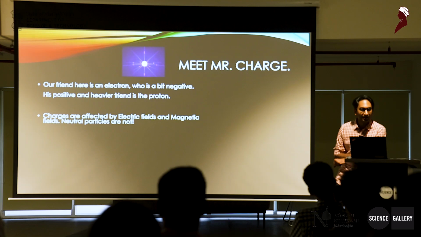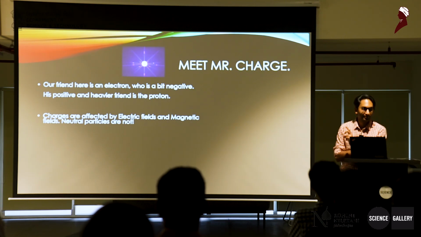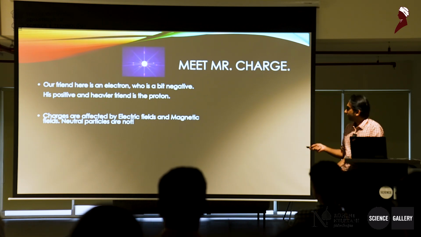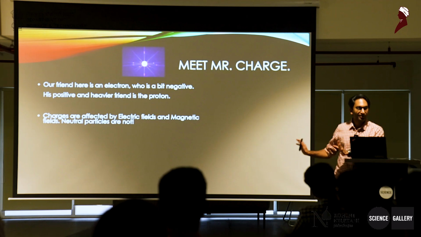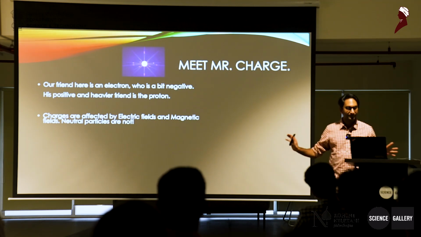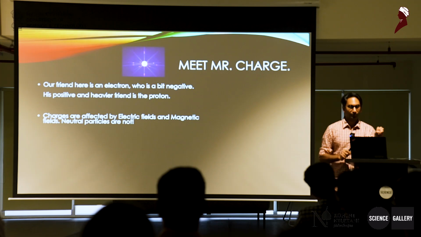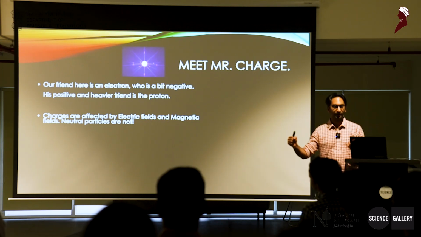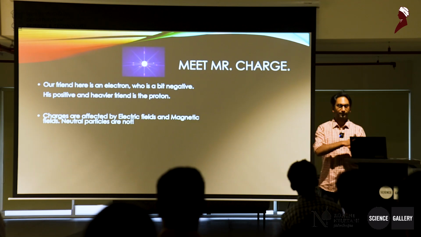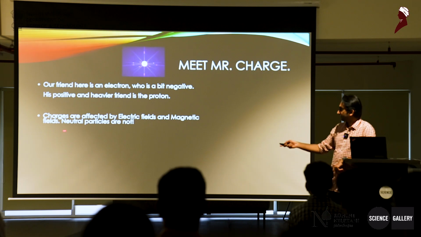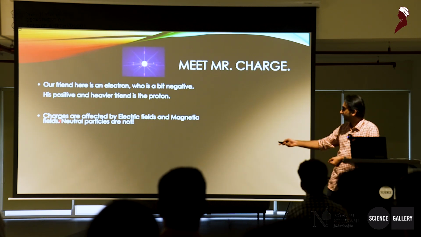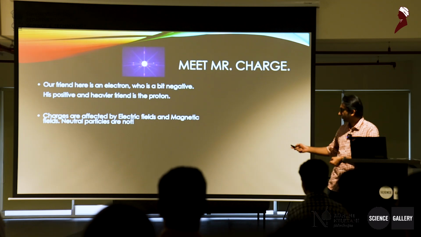Now, charges are predominantly affected by two things: electric fields and magnetic fields. Their interplay is what gives rise to all the phenomena we see around us. There is also gravity here, but gravity does not cause radiation. What I want to say is what happens when charge interacts with electric and magnetic fields, and what it does as a consequence. Neutrons, I mentioned, are neutral, so they are not affected by electric and magnetic fields. Electrons and protons are.